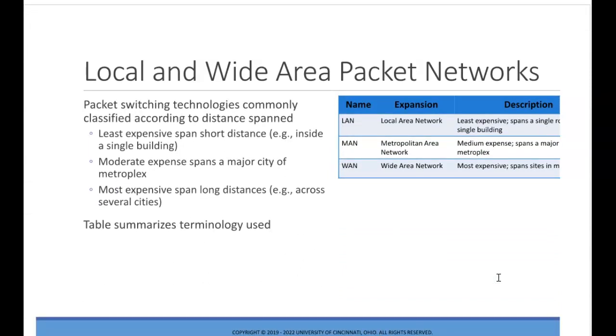Packet switching technologies are commonly classified according to the distance they span. The table provides a description of the 3 major network classifications.